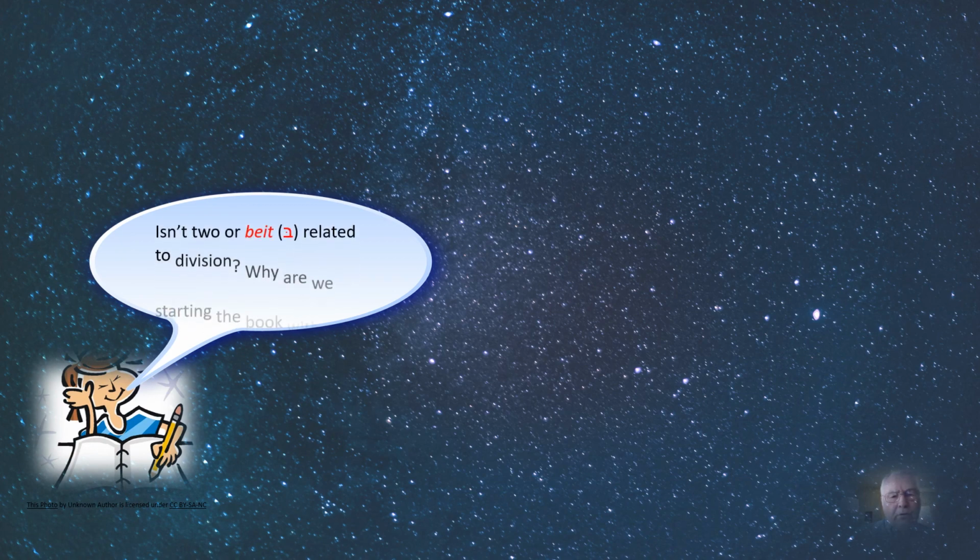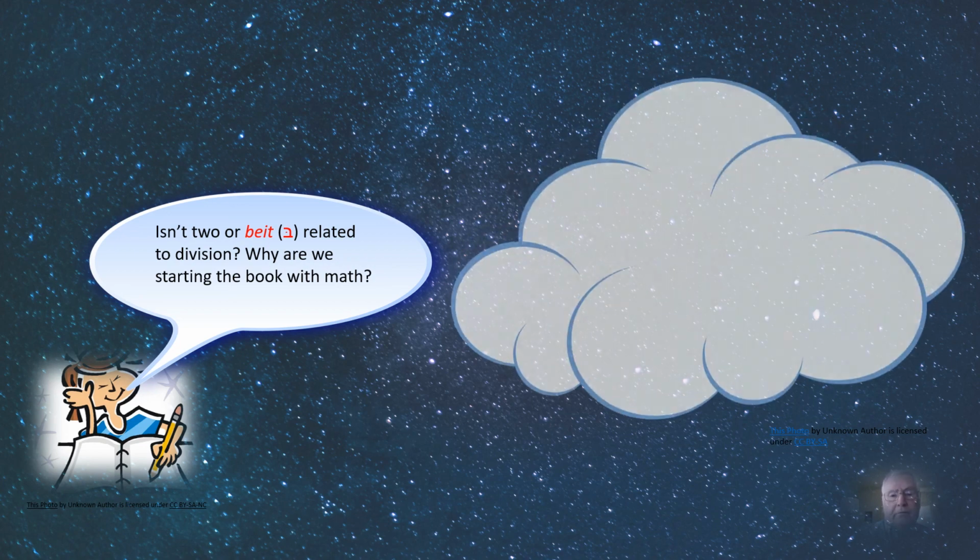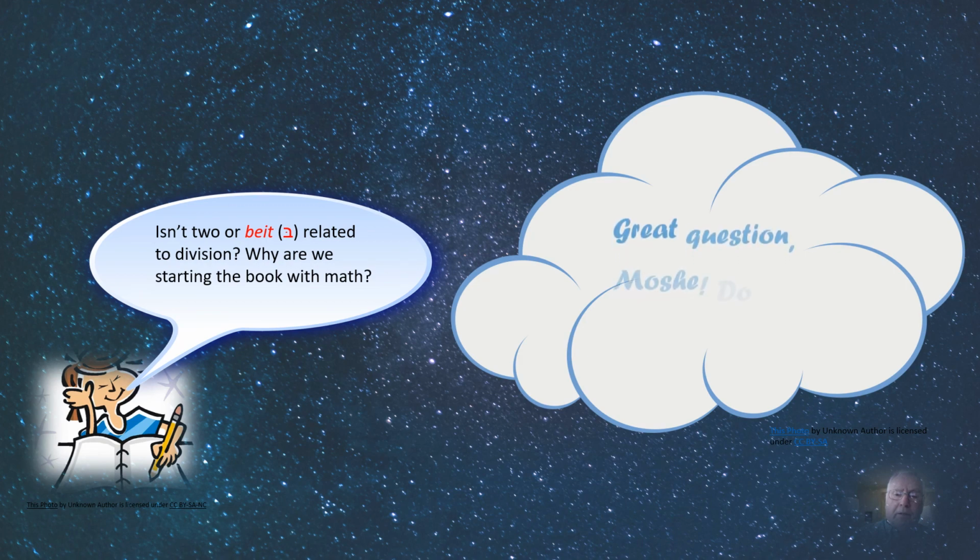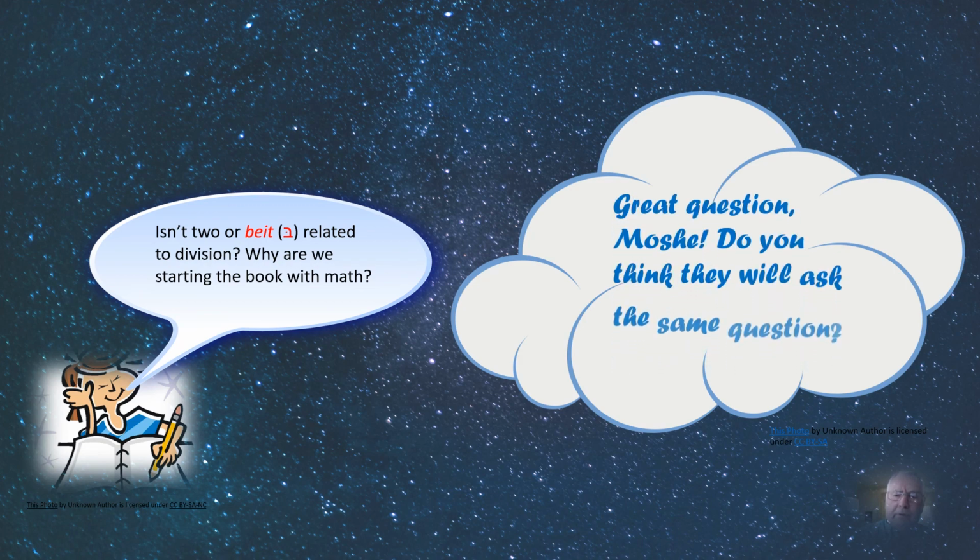Isn't two or bait related to division? Why are we starting the book with math? In Hebrew, the consonants are also numerals. Bait is the second consonant, so it is also the number 2, and it is also the ordinal second. Great question, Moshe. Do you think they will ask the same question? Are we getting off to a bad beginning?